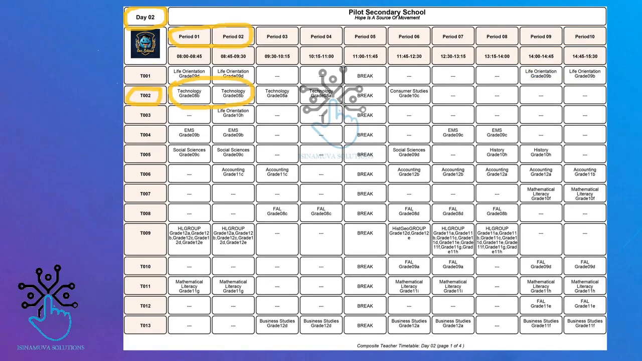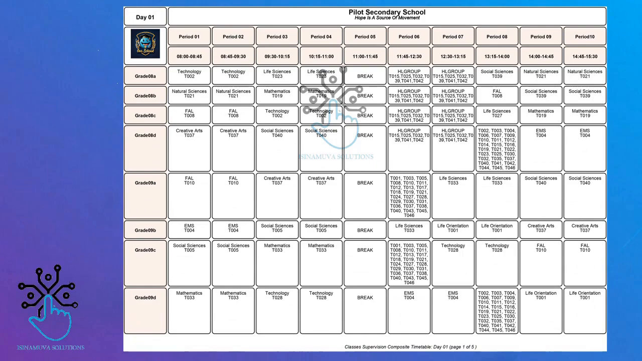As for teacher T002, day 2 starts with a double period of a technology lesson in grade 8B, followed by another double period of the technology subject in grade 8A, then a break in period 5, followed by the last lesson for teacher T002 in day 2, which is consumer studies taught to grade 10C in period 6. After that lesson, teacher T002 has free periods for the rest of day 2 of the school week. Lessons of the rest of the teachers can similarly be explained that way.